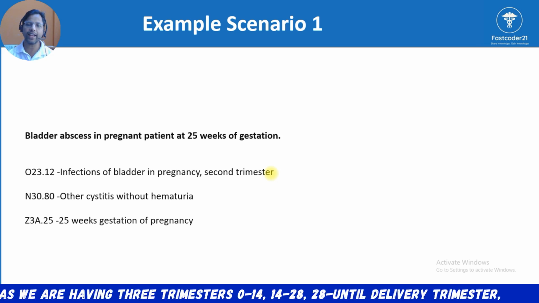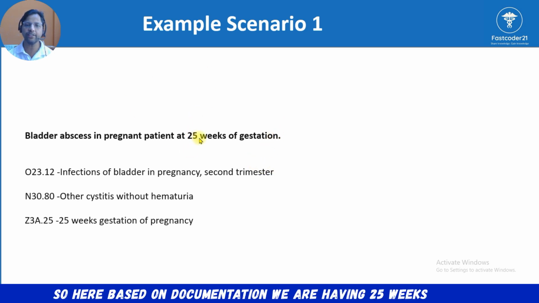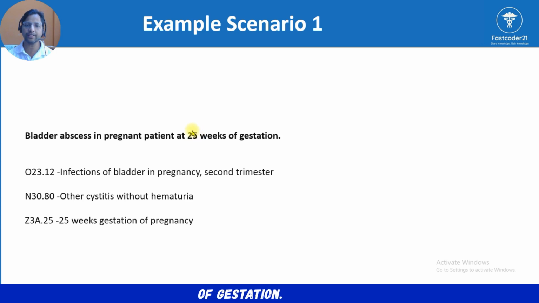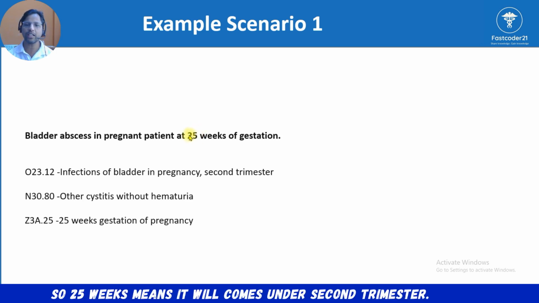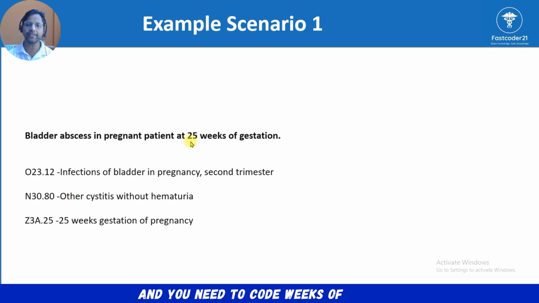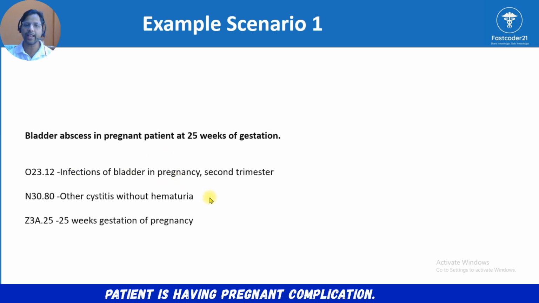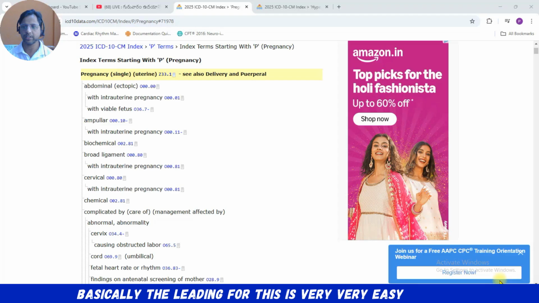As we have 3 trimesters: 1 to 14 weeks is the first trimester, 14 to 28 weeks is the second trimester, and 28 weeks until delivery is the third trimester. Based on the documentation, we have 25 weeks of gestation, so it comes under the second trimester. Next, for the bladder abscess, you need to code the normal code, and you also need to code the weeks of gestation along with this chapter 15 code if the patient has a pregnancy complication.